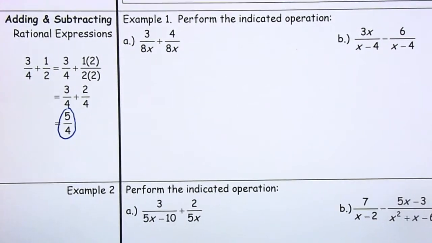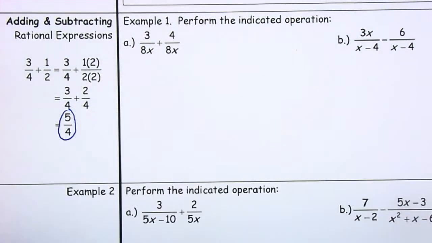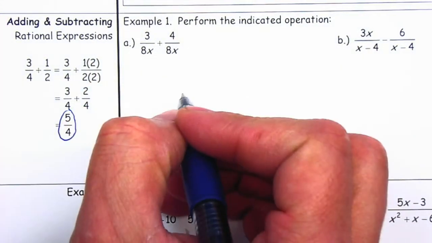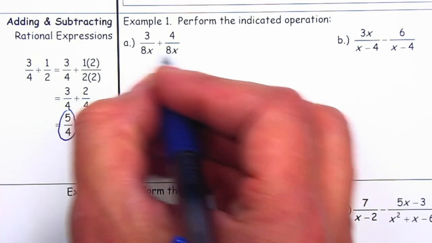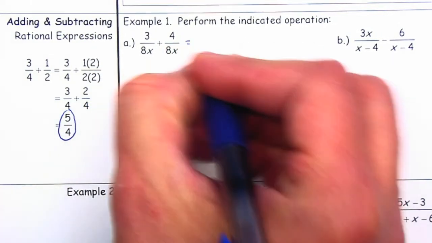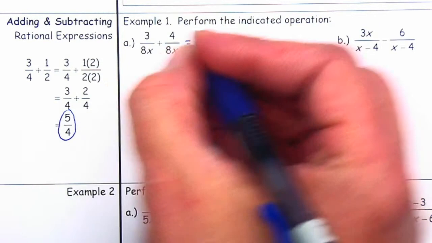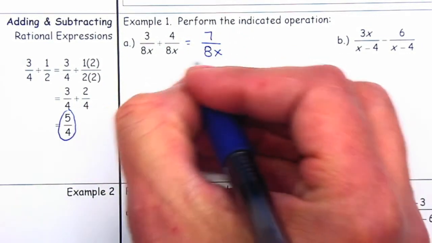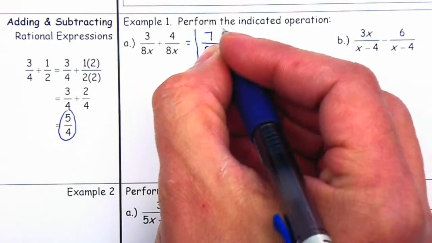We are going to go through the same process to be able to add fractions. So on example 1a, we are adding. In this case, we have the same denominator, so this will be an easy problem. 3 plus 4 will be 7, divided by, and you keep the denominator the same. So 7 over 8x will be your answer.